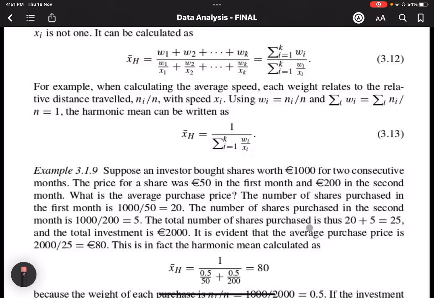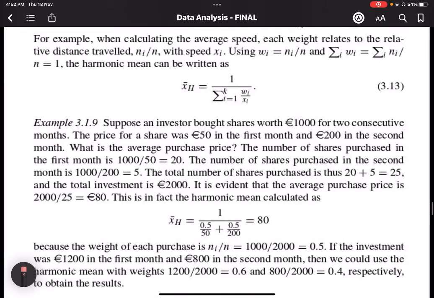So if we manually compute this, overall we have 25 shares, no? First month we have 1,000 investment. Second month we have again 1,000 investment. So we have total of 2,000. If we divide it by 25, we have 80 as the average purchase price, no? But that is computing manually. If we use the formula for the harmonic mean, we will arrive at the same amount, no?